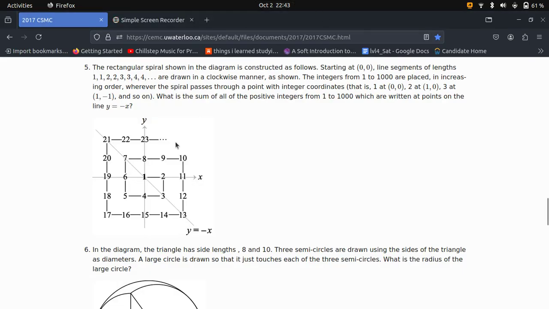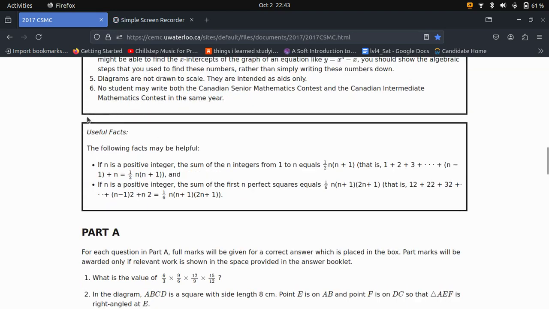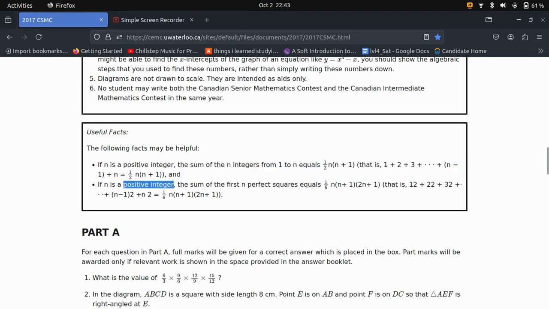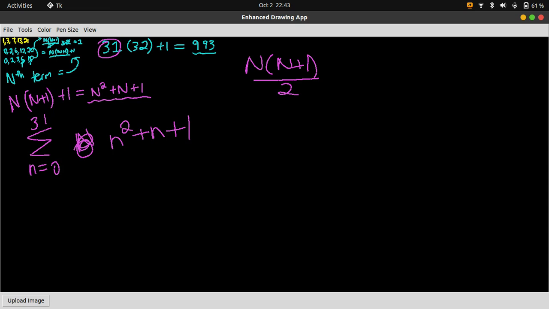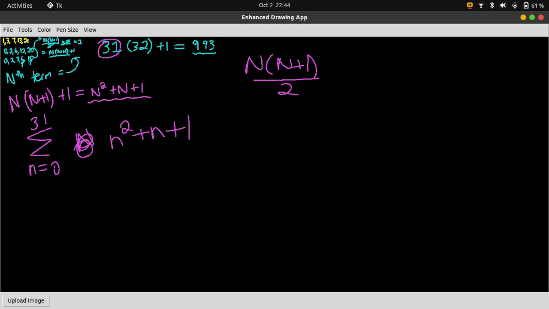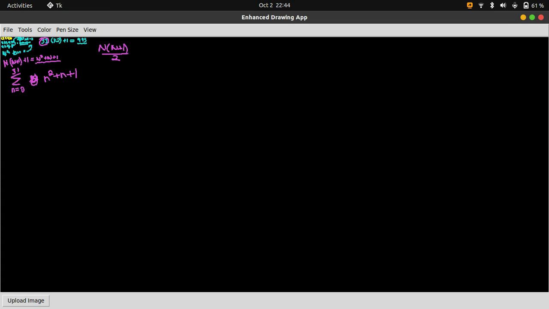So now, if we scroll up here, they've given us some useful facts. These will be helpful for this. So they've already told us that the sum of the first n integers is this, and the sum of the first n perfect squares is equal to this. So we want the first 31 perfect squares. 31 perfect squares we want, right? So that will be equal to, let's zoom out one more time, the first 31 perfect squares.